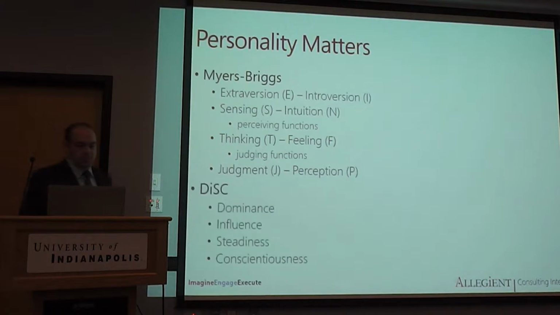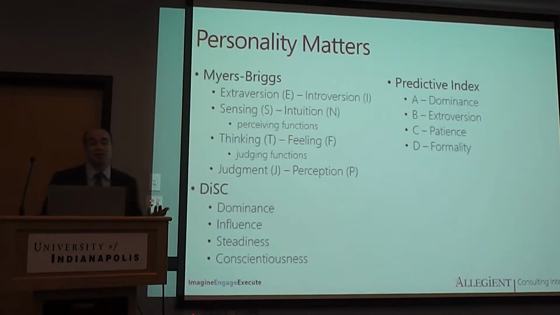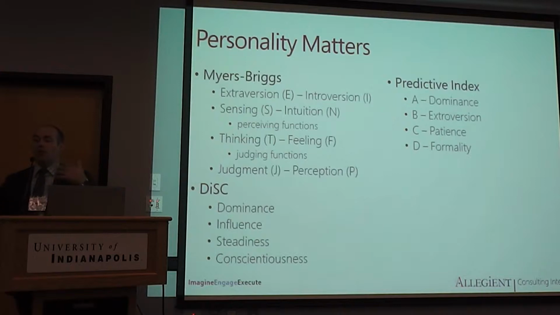All right. To continue, I'm actually going to show you these next 2 at the same time because they are fairly parallel. DISC is dominance, influence, steadiness, and conscientiousness. The Predictive Index uses 4 letters, A, B, C, and D. The first one, they even use the same word, dominance. This is your desire to control a situation, your desire to exert your influence.